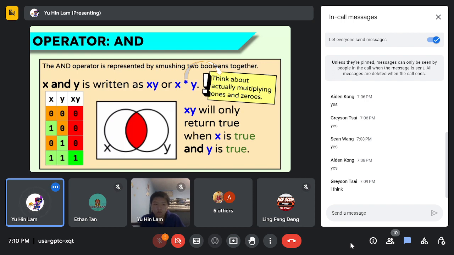Okay, so welcome, new people. Today we're just talking about Booleans, and we also have one more lesson, so we're a little behind schedule.